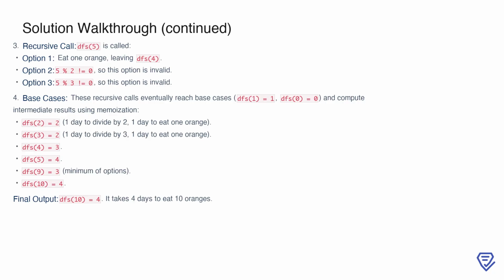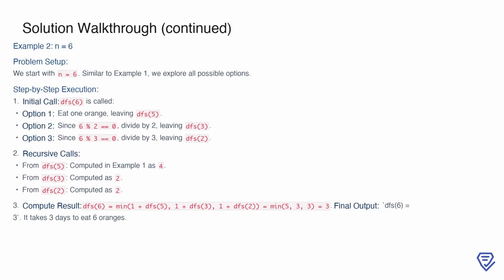By building up these results, we calculate that DFS 9 takes 3 days, as it's the minimum of the valid options. Finally, DFS 10 is resolved as 4 days, combining the results of its subproblems. Therefore, the minimum number of days to eat 10 oranges is 4.